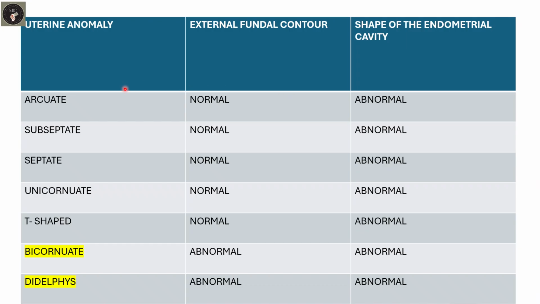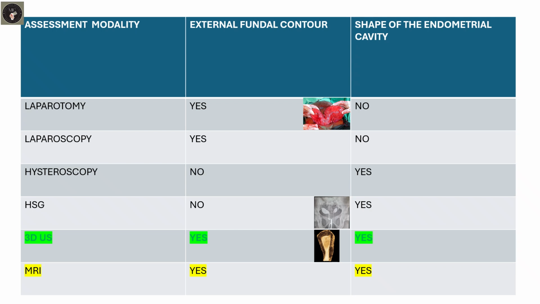Now, these are the common uterine anomalies. Remember, to make the diagnosis, we need to look at the external fundal contour and also the shape of the endometrial cavity. Now, in all, the shape of the endometrial cavity is abnormal, but the abnormality varies from one type of uterine anomaly to the other. For the external fundal contour, it is normal in all except bicornuate uterus and uterine didelphys.